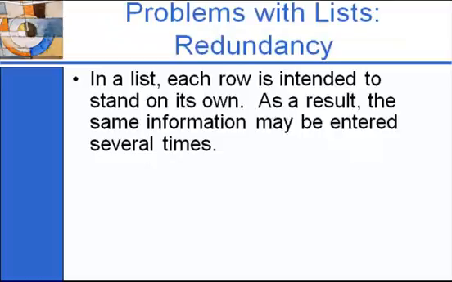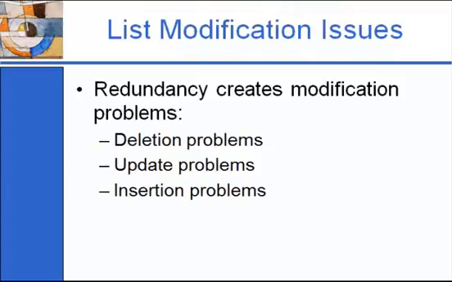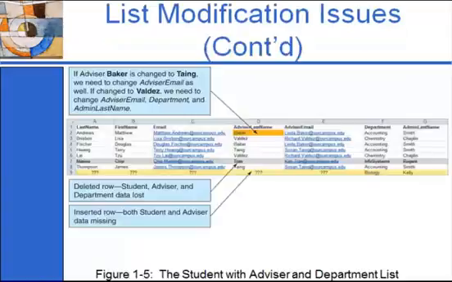When we try to store more complicated information in a spreadsheet, we begin to encounter problems. One of the most prevalent of these problems is redundancy. The same information might get entered multiple times. This can become a problem if one instance of the information is deleted, updated, or inserted incorrectly.